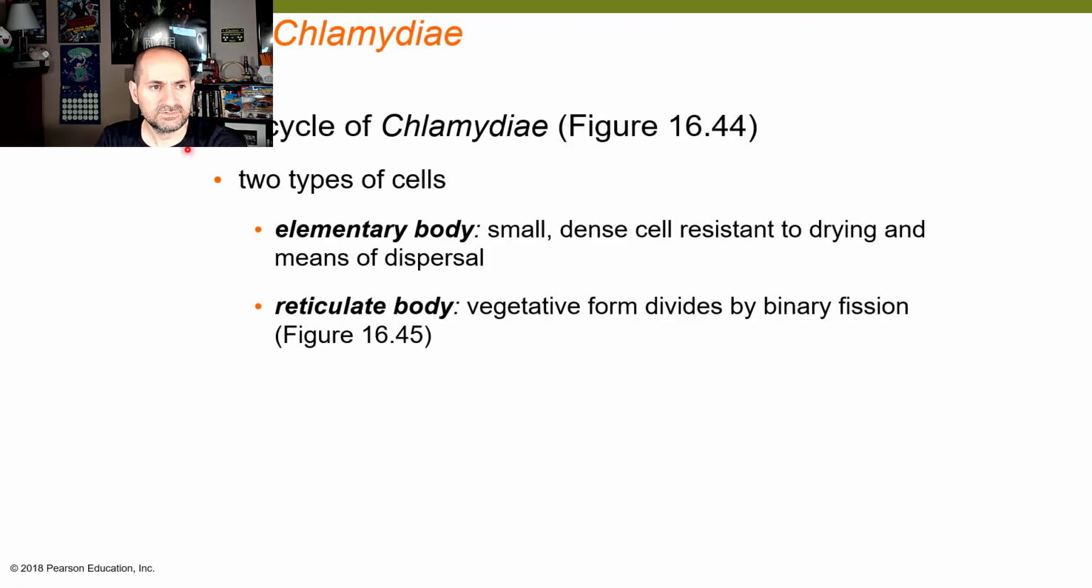So please note the life cycle of Chlamydiae. It's pretty interesting because there's two forms to the life cycle, two parts. An elementary body, which is a small, dense cell resistant to drying and a means of dispersal. And then the reticulate body, which is the vegetative form that divides by binary fission inside of a host cell.